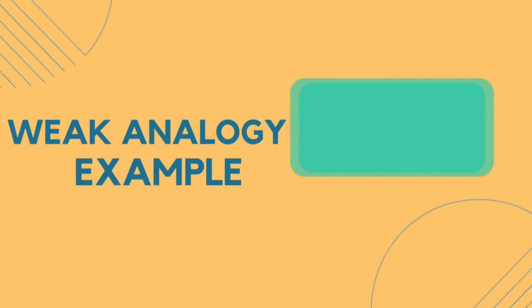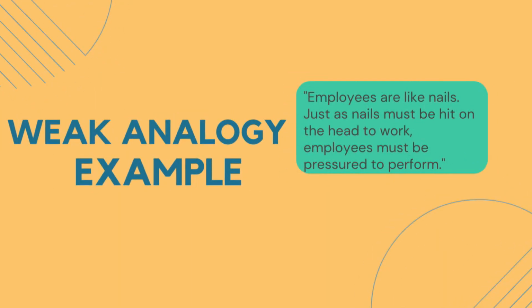Weak analogy example. Employees are like nails. Just as nails must be hit on the head to work, employees must be pressured to perform. But in real case, in business, leaders sometimes use weak analogies to justify harsh management practices. For instance, comparing employees to machines that need regular maintenance might lead to treating workers as mere tools rather than human beings with rights and needs. This can result in poor morale, high turnover rates, and decreased productivity.